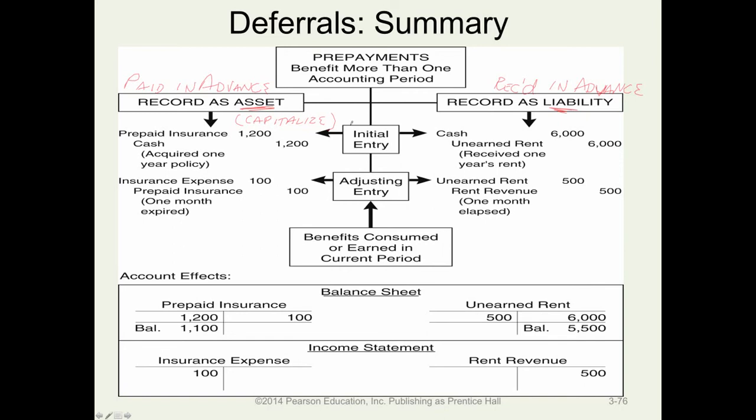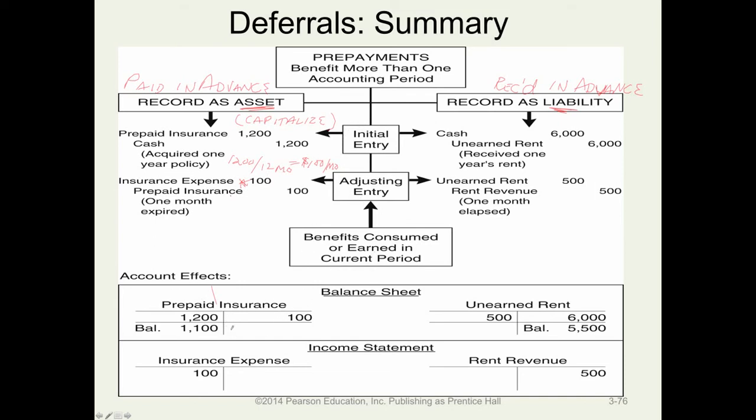That means that if you have a 1-year policy, and if the policy costs $1,200, it is $100 per month. So if 1 month expires, you debit insurance expense, credit the prepaid. So that, again, you're now expensing the insurance because you had the coverage, and you're matching that with revenue. The benefits are consumed in that case.